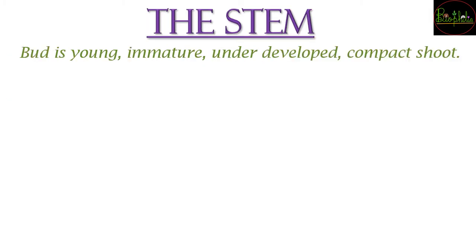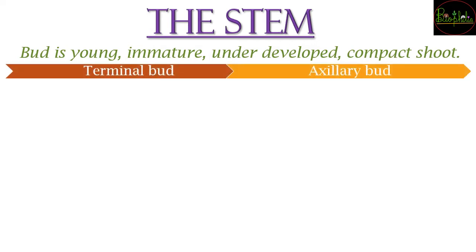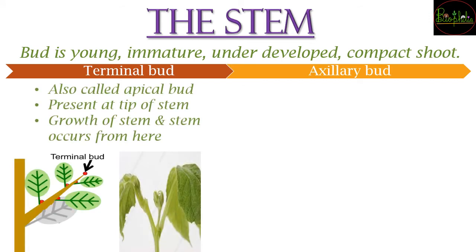So that way you can understand what is a node and what is an internode. Now the stem is going to have a bud, and what is a bud? Bud is called a young, immature, underdeveloped compact shoot. अब bud क्या होता है? Bud आगे जाके क्या करेगा? Bud is going to have two different types. The first type is called a terminal bud. Second होता है axillary bud. So terminal bud is also called an apical bud.